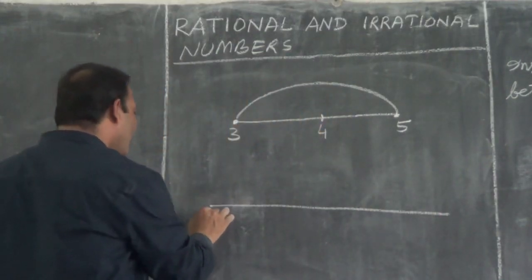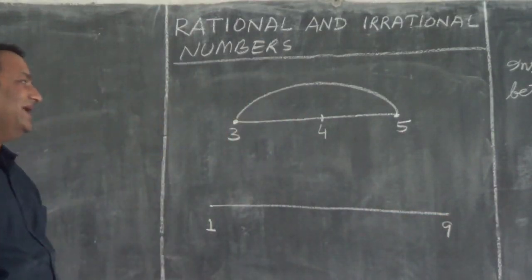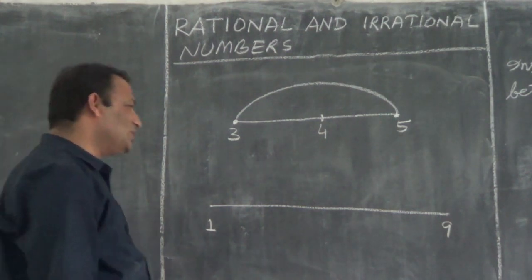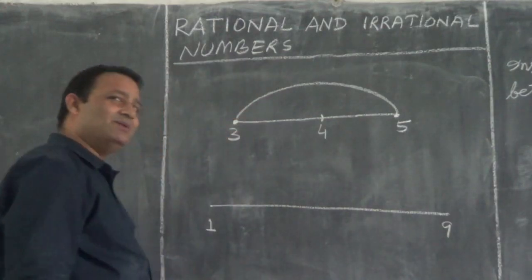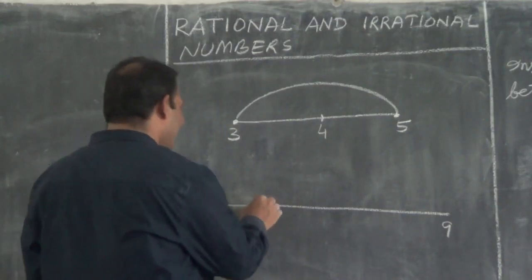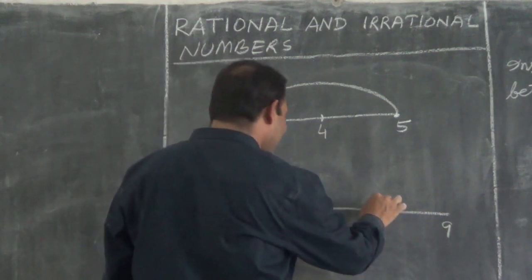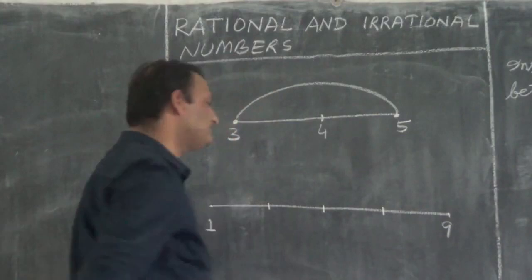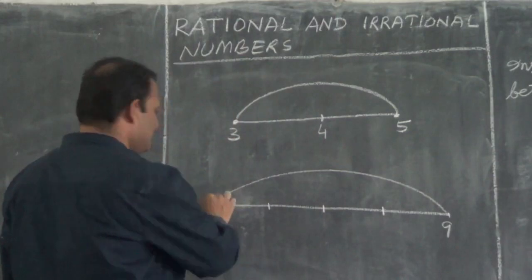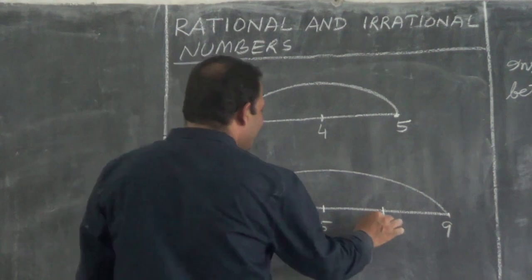If I take one more example, here I wrote 1 and here I wrote 9. And I want to put some numbers in between. How many numbers do I want to put in between? 3 numbers. So here I will put 1, then 2, 3, 4, 5, 6, 7, then 8, 9. So between 1 and 9, I want to insert 3 numbers. So these numbers will become 3, 5, 7.